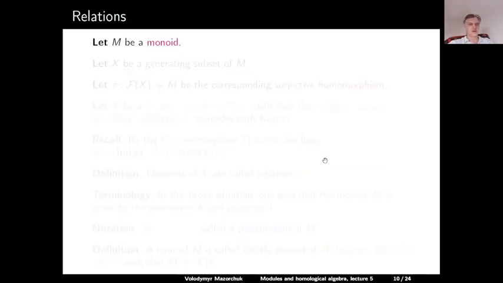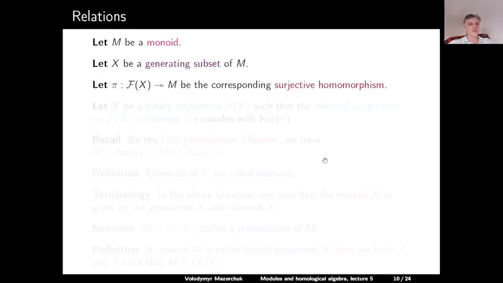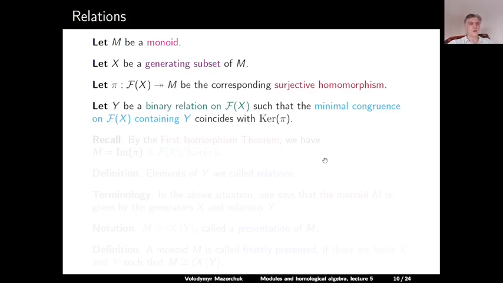Now we can talk about relations. Let M be a monoid and X a generating subset of M. Let π be the corresponding surjective homomorphism from the free monoid generated by X to M. Let Y be a binary relation on F of X such that the minimal congruence on F of X containing Y coincides with the kernel of π. Then, by the first isomorphism theorem, our monoid, which is the image of π because π is surjective, is isomorphic to the quotient of F of X by the kernel of π.